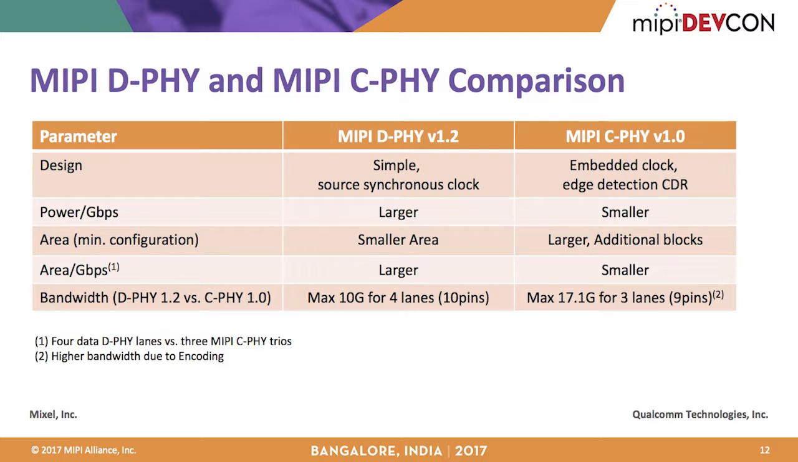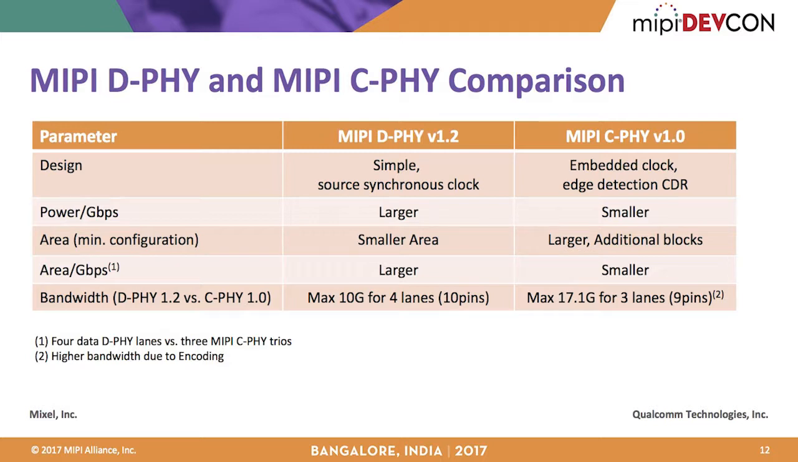The C-PHY has more complex CDR, but you are ensured that you always have at least one transition per symbol, so that certainly makes it simplified compared to a complex CDR. In terms of the power per gigabit per second, you have an opportunity to save on the C-PHY because, of course, you are running at multiple bits per symbol.